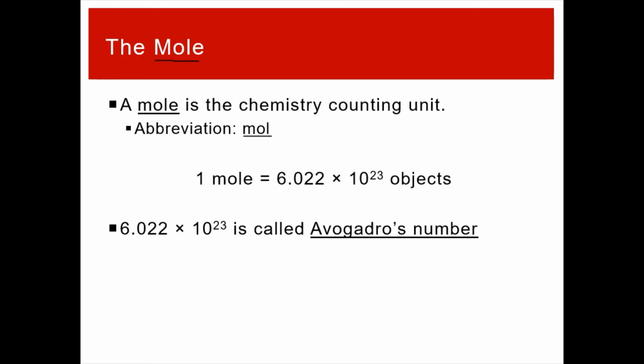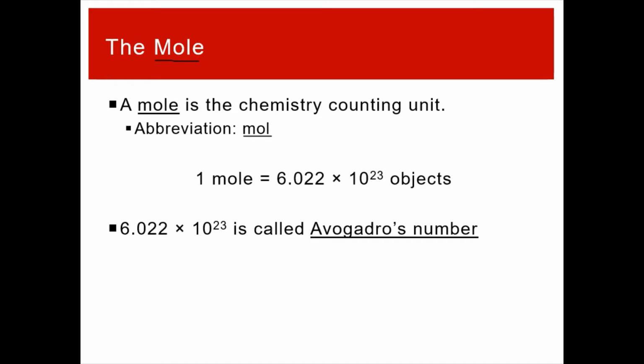Just like other counting units, the mole is defined by the number of objects in the group. 1 mole is 6.022 times 10 to the 23rd objects. That number is called Avogadro's number. Avogadro was an Italian chemist who did some work with counting molecules. He didn't come up with the number, but we named it after him in his honor because he did a lot of work in this field.